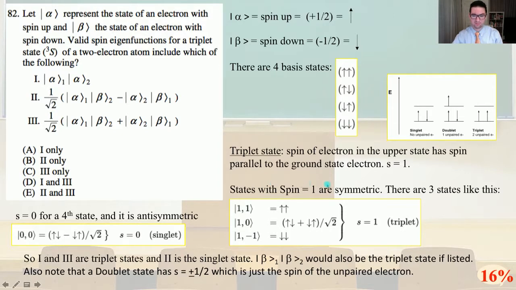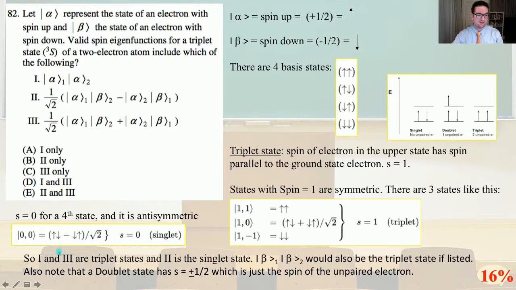So states with spin equal to 1 are symmetric, and there are 3 states like this. 1,1, which is the up up; 1,0, which is going to be our up down plus our down up, divided by the square root of 2; and the 1,-1, which is our down down. All of these are s equals 1, which is our triplet state. So for s equals 0, our 4th state, it is antisymmetric. It's our 0,0. It's going to equal our up down minus our down up, all divided by the square root of 2. Again, it's the s equals 0 singlet state.